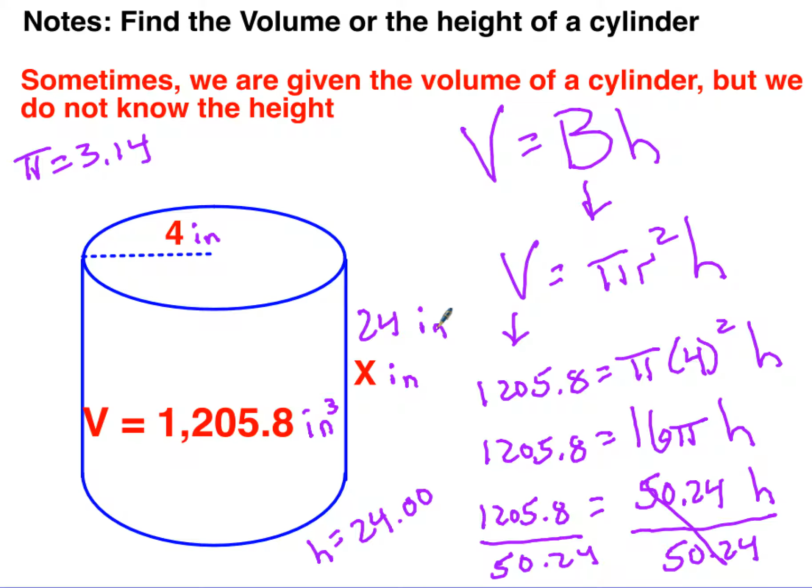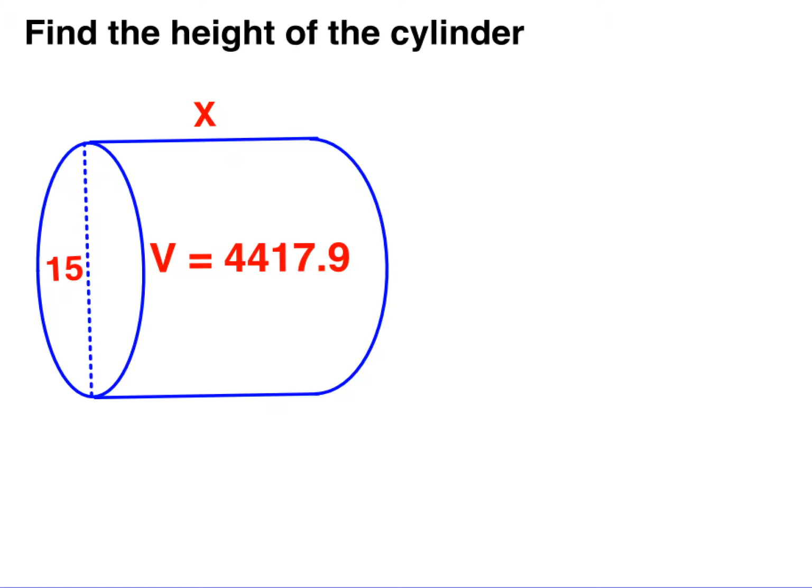Not too much different than what we were doing the first time when we were finding the volume of a cylinder, but now we just have to do a little division at the very end instead of just multiplying the whole time. Let's look at another example.